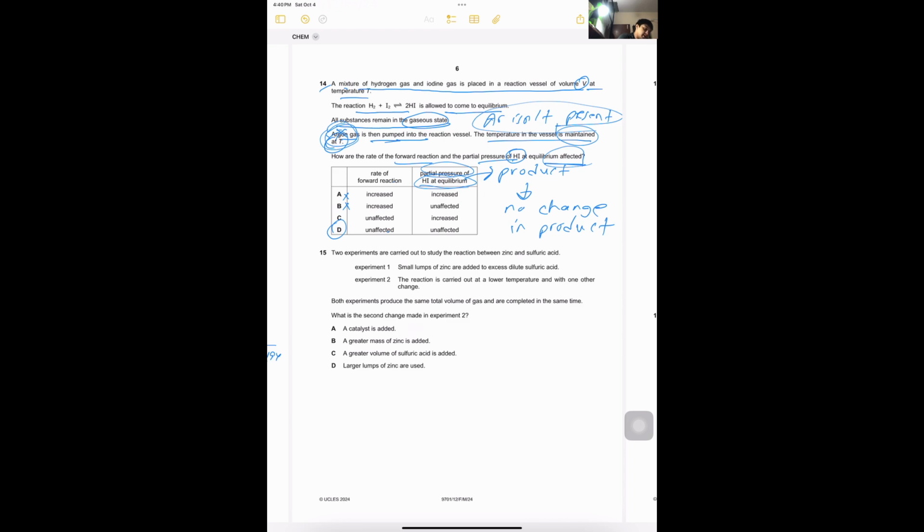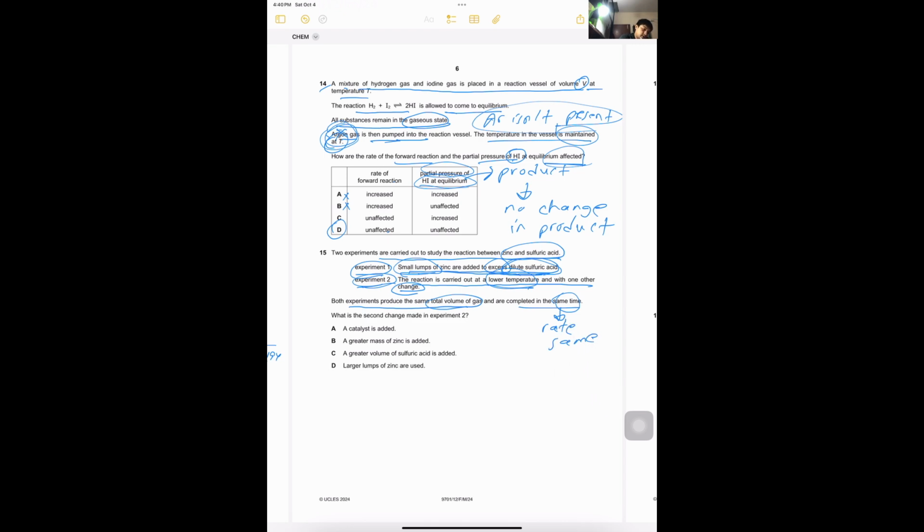Two experiments are carried out to study the reaction between zinc and sulfuric acid. Experiment 1, small lumps of zinc are added to excess dilute sulfuric acid. Experiment 2, the reaction is carried out at lower temperature and with one other change. Temperature is lowered, and for that one, excess dilute sulfuric acid, small lumps. Both experiments produce the same total volume of gas and are completed in the same time. So rate same.